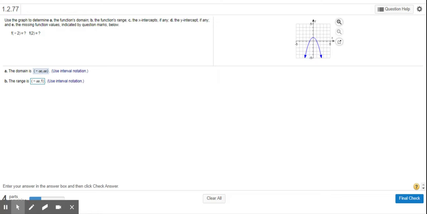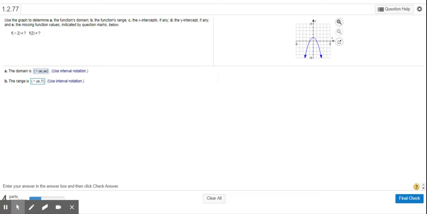Okay, so a lot of steps. Well, I guess 5 steps to this question. So the first step is done properly. It says what's the domain, and then it's negative infinity to infinity. That is all real numbers because the domain of a quadratic function is all real numbers.